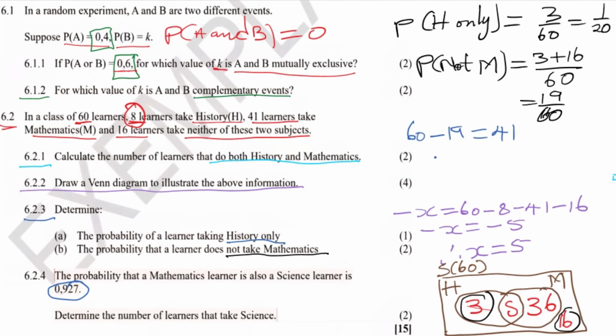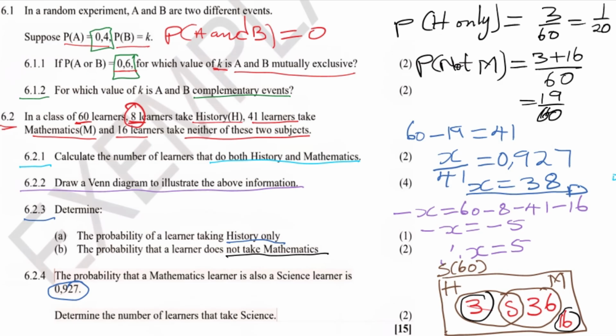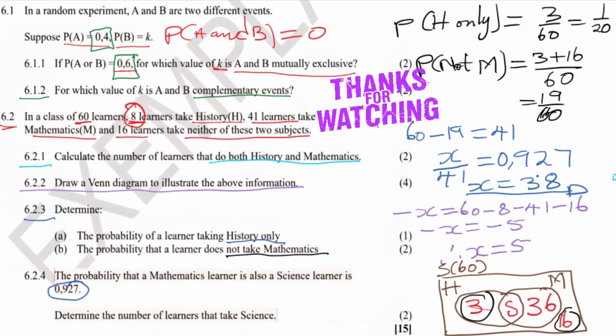So we will say x. We say x because we don't know how many learners are taking science. Then we divide by 41. That is equal to 0.927. Then we cross multiply this. X is equal to 38. So we have got 38 learners that are taking science. You can cross multiply and then you will quickly get the answer.